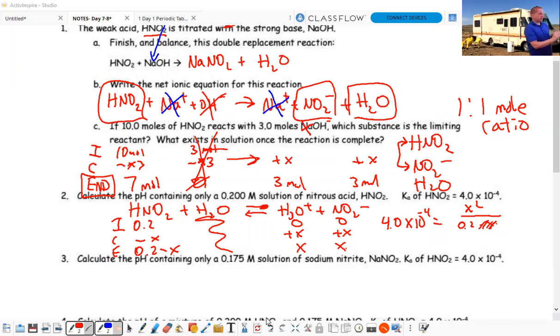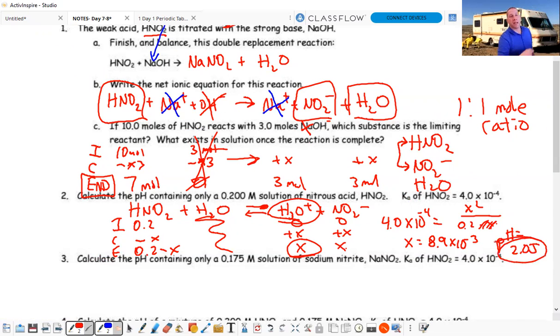ignoring the minus x like we always do. I didn't share my calculator, but I'm doing it up here on my screen. Ka is 4 times 10 to the minus 4. That equals x squared, so we take the square root, and we get x equals 8.9 times 10 to the minus 3, which is the H3O plus. Then I just take the negative log of that answer, and we get a pH of 2.05. All right, so far so good.